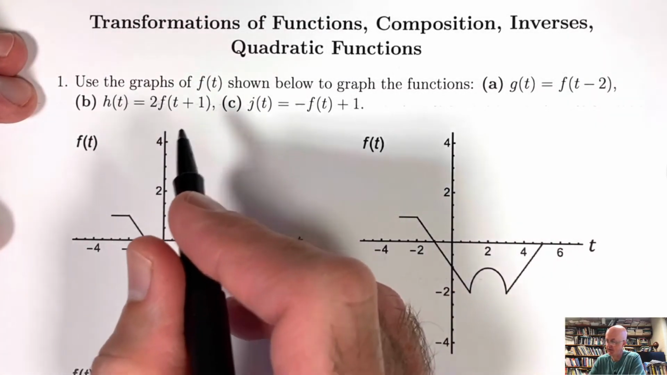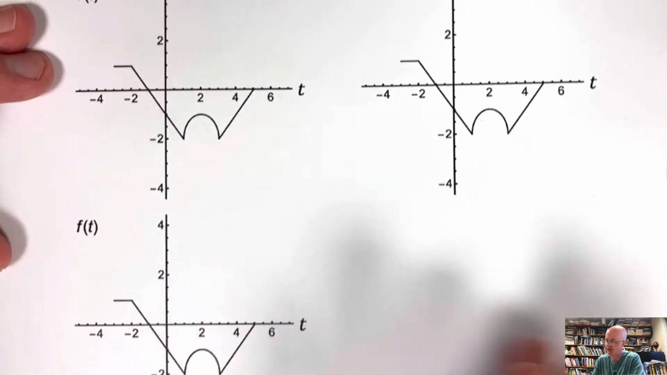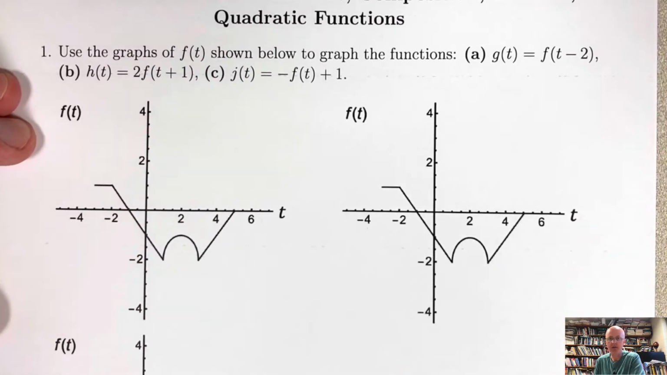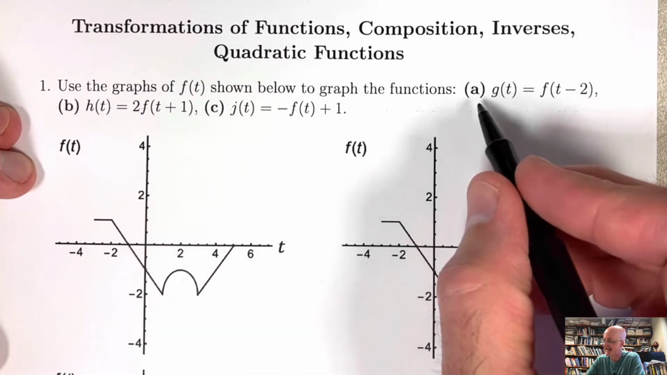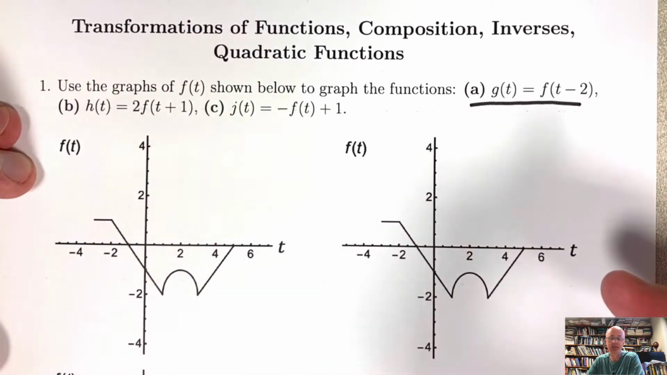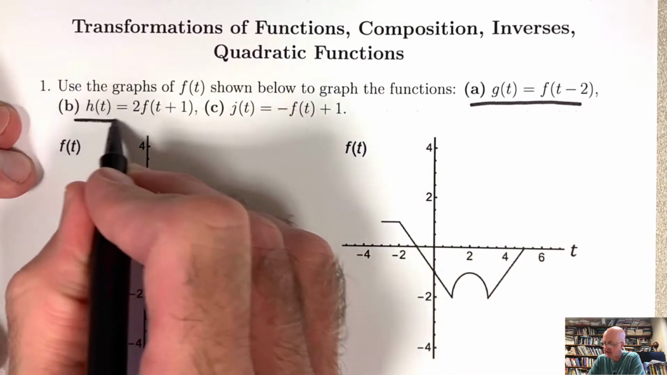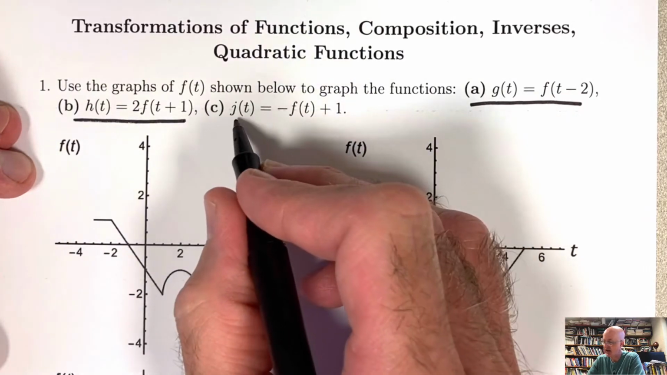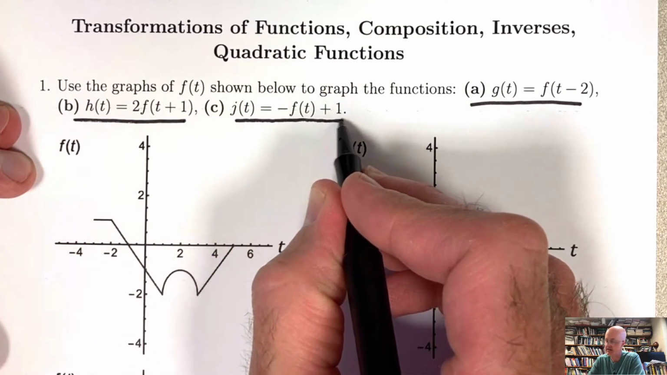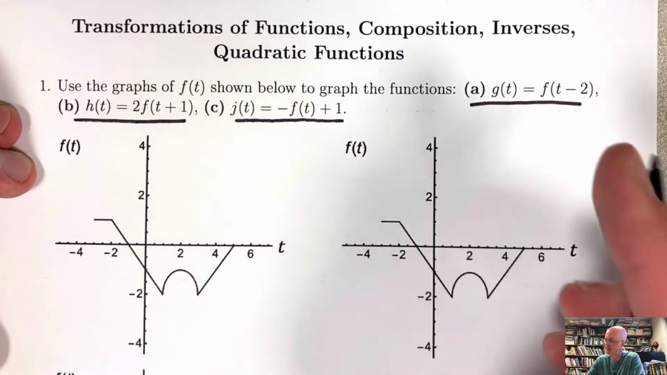Use the graph of f of t shown. There are three different graphs you see here that are all f of t, to graph three related functions that are transformations of the original function. g of t equals f of t minus 2, h of t equals 2 times f of t plus 1, and j of t equals negative f of t plus 1. Take them step by step.